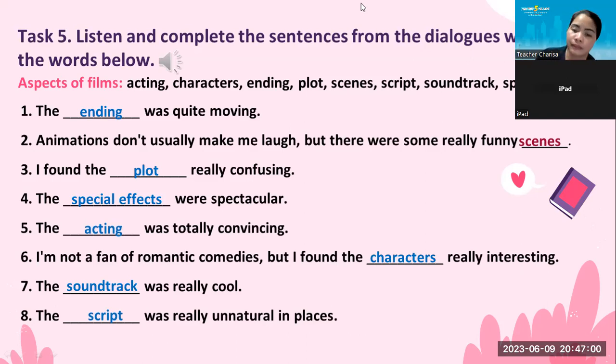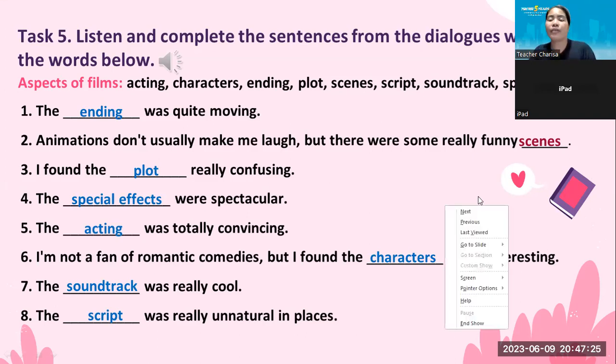unnatural in places. Okay, so as we all know, we read the conversation, and in the conversation there are answers. That is why we go back to this task five, so that you will know already the answer. But sadly, maybe you are not concentrating in reading. That is why you never understand.